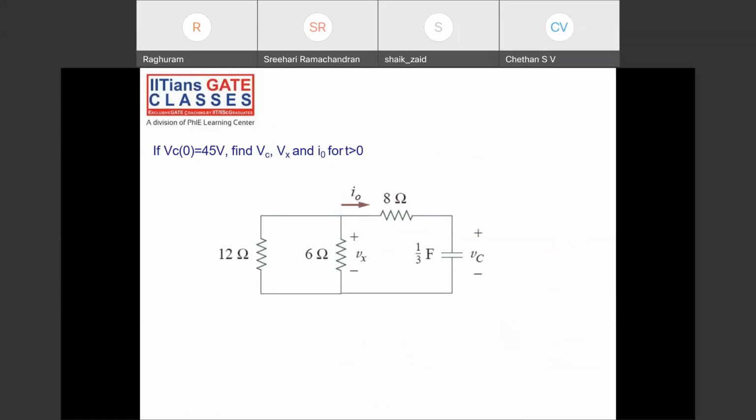Vc of 0 is 45. Find Vc, Vx and I0 for t greater than 0. Vc of 0 is 45, raised to minus t by 4.